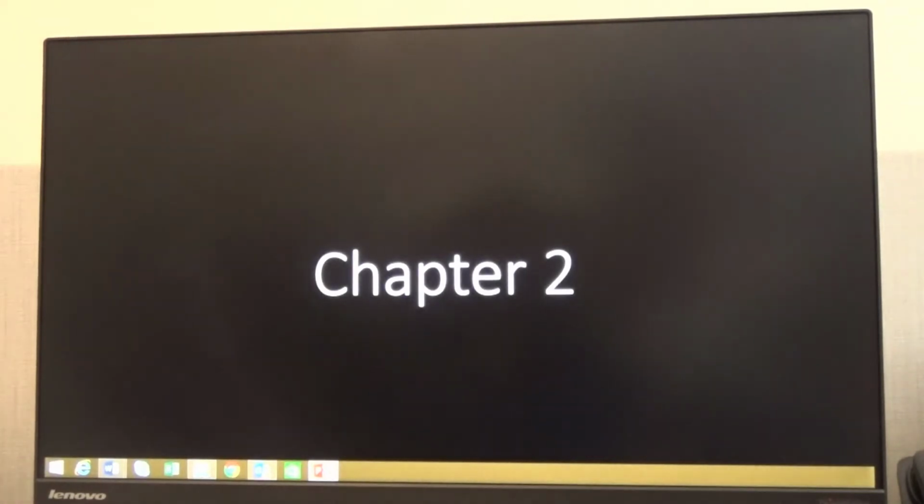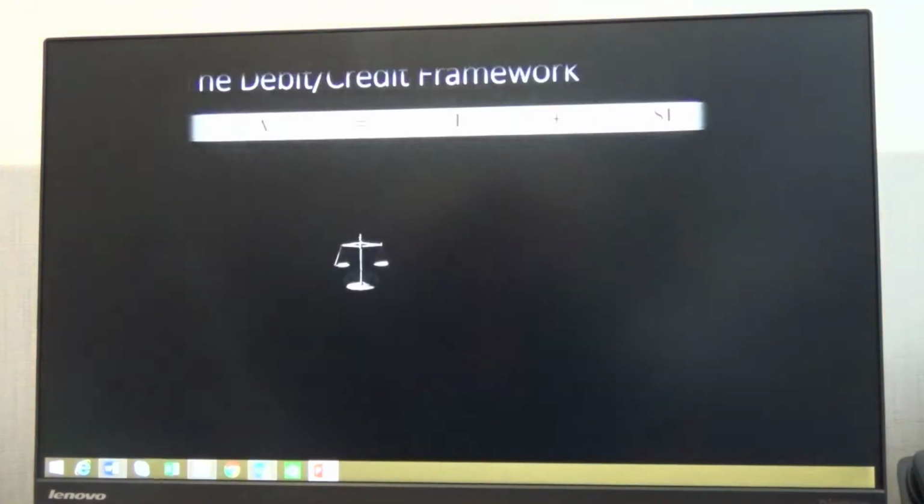Okay, now we'll start Chapter 2. So Chapter 2, we're going to look at the mechanics for how we get information from the transaction stage onto our financial statements. And the first thing we need to do in order to understand those mechanics is we need to talk about debits and credits.